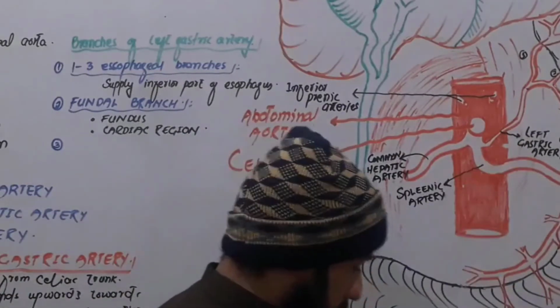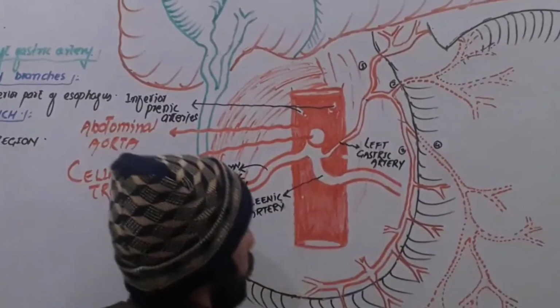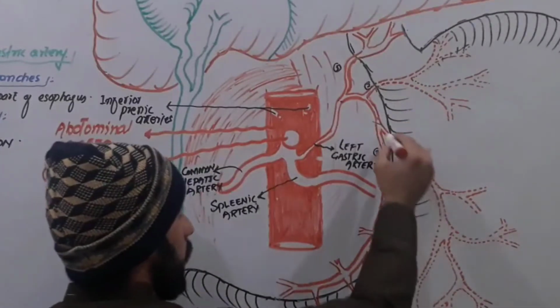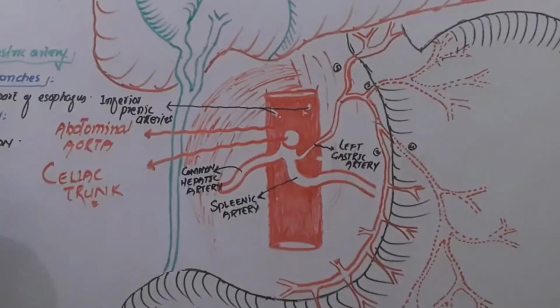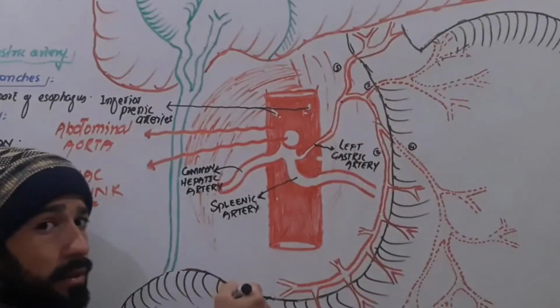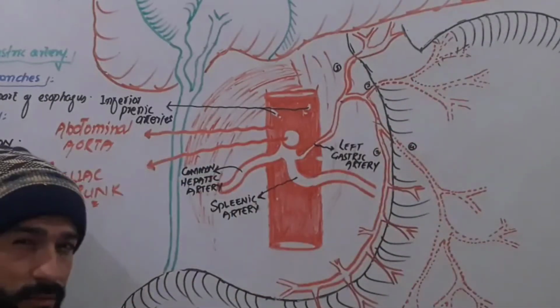Then there is the third branch which arises from this left gastric artery. You can see here, friends, look carefully. This artery is coming anteriorly and this artery is going posteriorly, right? You can see here, this is the lesser curvature of the stomach, and this is the greater curvature of our stomach.